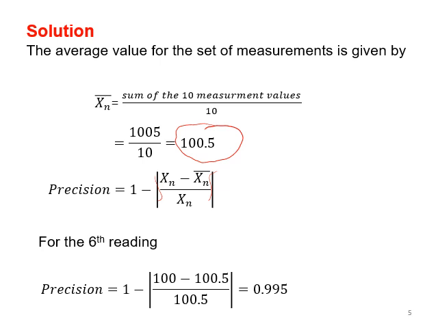So 100 minus 100.5 over 100.5. The answer here will be negative, and the absolute value will remove the negative. So it's going to be 1 minus a certain value, which results in 0.995. So this is the precision of the sixth data, number 6. As you see, it's the 100, only this value.